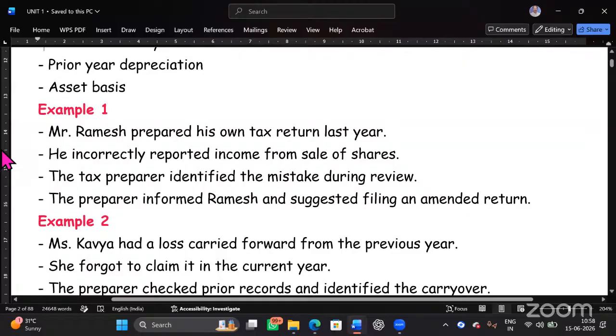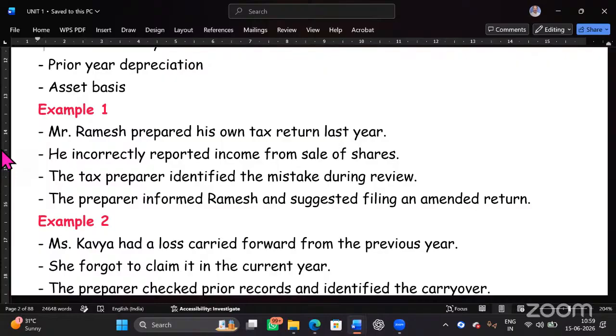Mr. Ramesh prepared his own tax return last year. He incorrectly reported income from the sale of shares. Suppose last year he sold shares worth $10 lakh, but he recorded only $7 lakh in the last year.